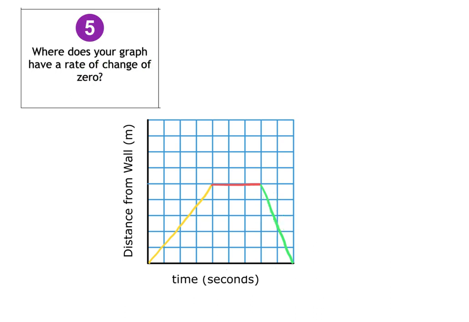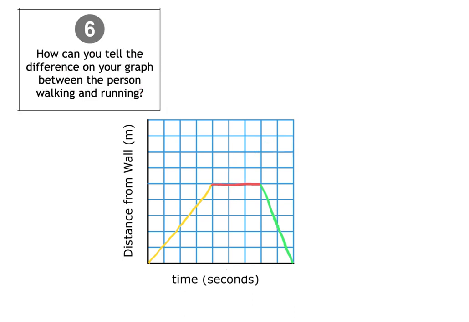In the fifth question, we're asked to find where our graph has a rate of change of 0. The rate of change of 0 is happening when the person is stopped. It's happening because the distance from the wall is not changing. It's increasing by nothing or decreasing by nothing, and time is continuing to go on. So this is the horizontal part of our graph. The rate of change here would be 0 meters per second.